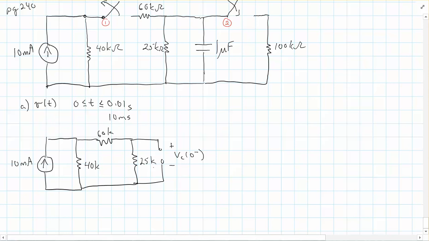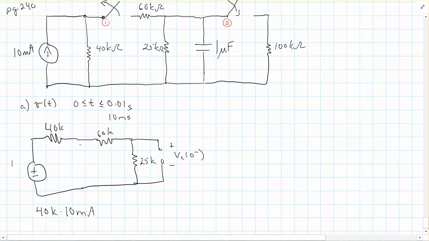Now, what we would do here is we of course need to find V out, but one thing we can do is do a source transformation. And doing a source transformation, I'm just going to erase it here and redraw it. This 40K would go in series, and then we'd have a voltage source here, and so this would be 40K, and the voltage source would be 40K times 10 milliamps, which if I do my computations correctly, that should be 400 volts.